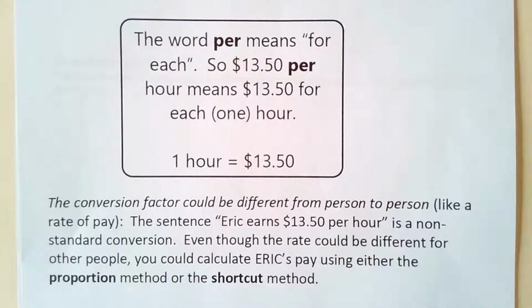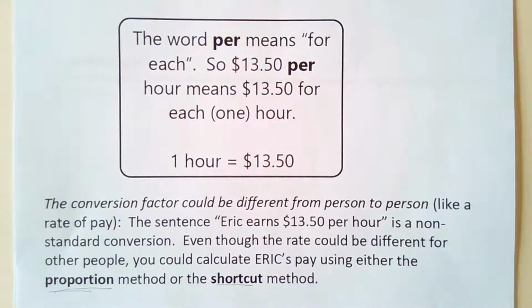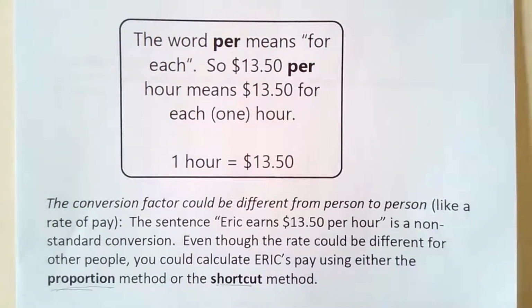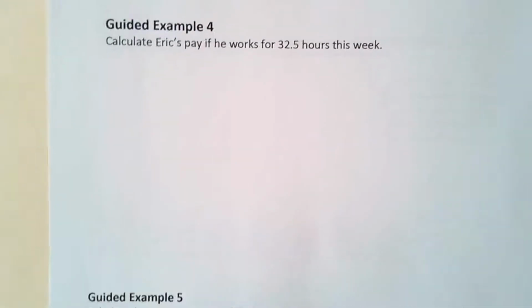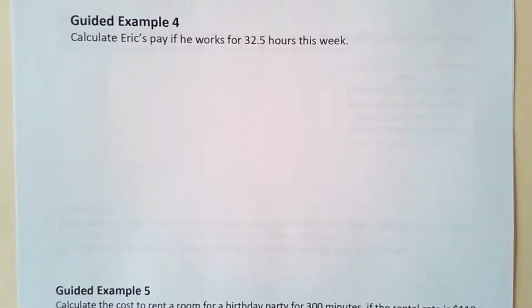The sentence, Eric earns $13.50 per hour, is a non-standard conversion, even though the rate could be different for other people. You could calculate Eric's pay using either the proportion method, which we looked at earlier, or the shortcut method. So either method works. Let's look at the first example, and it has to do with Eric. Calculate Eric's pay if he works 32.5 hours this week.